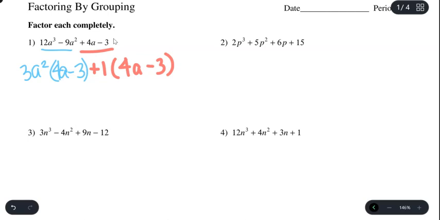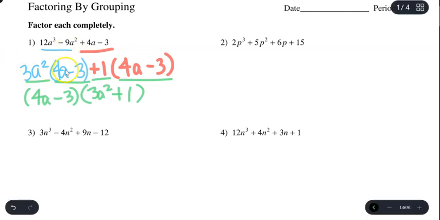So now I can see that both of these have this in common. I can now factor out a 4a minus 3. And what does that leave me with? 3a squared plus 1. Because I factored out the 4a minus 3 from 3a squared, and I factored it out from 1. Why does this make sense?